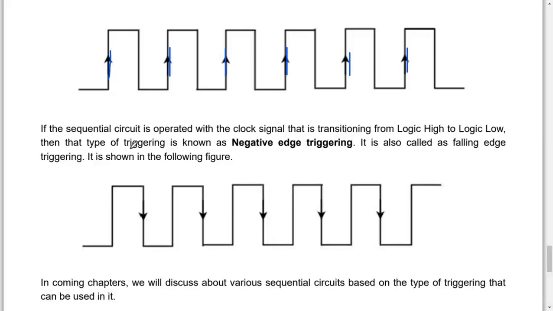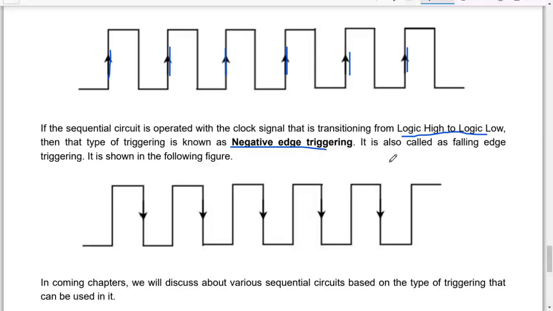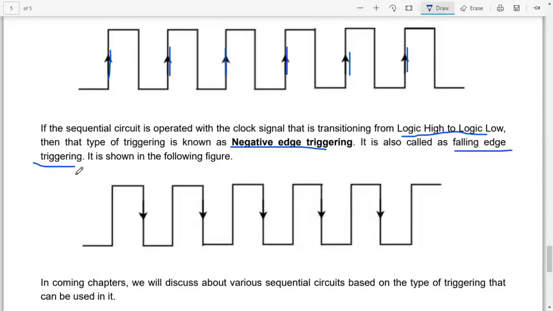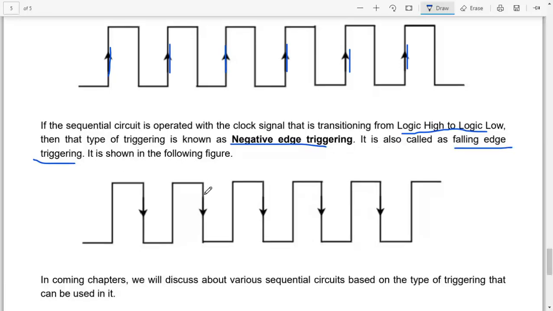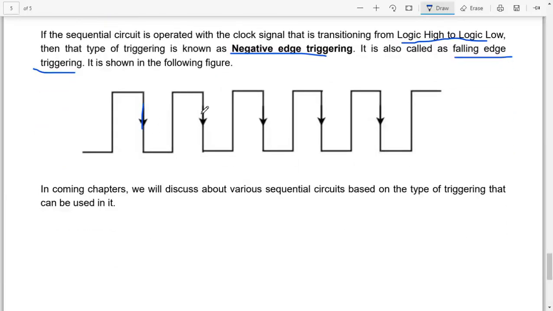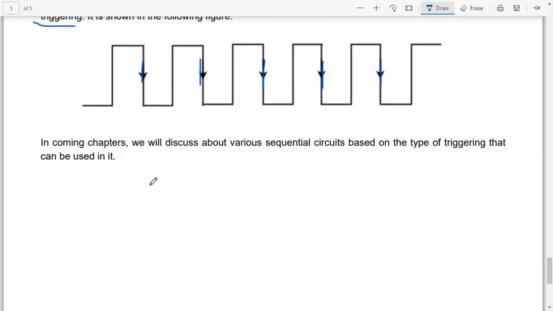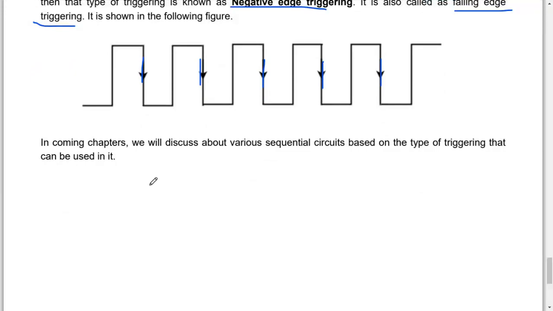If the sequential circuit is operated with a clock signal transitioning from logic high to logic low, then that type of triggering is known as negative edge triggering. It is also called falling edge triggering. It is shown in the following figure. In coming chapters, we will discuss various sequential circuits based on the type of triggering that can be used in them.